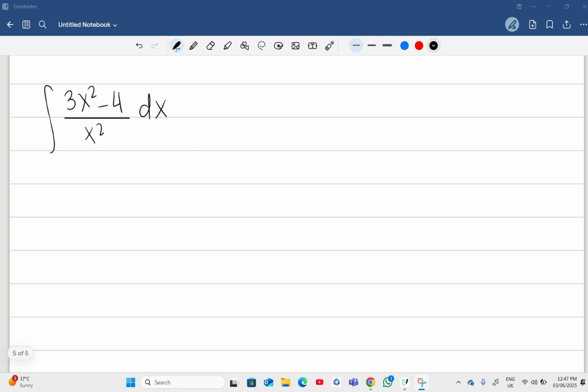Okay, so this is our new question. We have the integral of 3x squared minus 4 over x squared dx. How am I going to integrate this? We have a power down. We're going to take it up. It's going to become the integration of x to the power of negative 2 into 3x squared minus 4 dx.